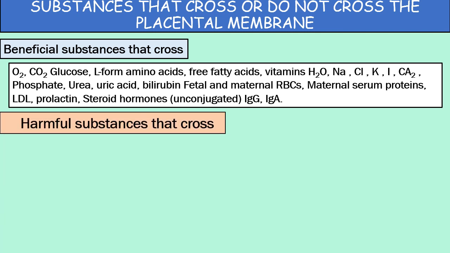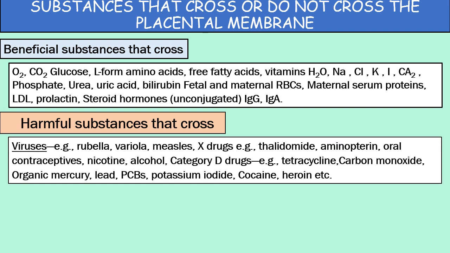Harmful substances that can cross the placental membrane are the viruses, for example, rubella, variola, measles, X drugs, which are an absolute contraindication in pregnancy. For example, thalidomide, aminopterin, oral contraceptives, nicotine, alcohol. Category D drugs. D drugs have definitive evidence of risks to the fetus. For example, tetracycline, carbon monoxide, organic mercury, lead, polychlorinated biphenyls, potassium iodide, cocaine, heroin, etc.